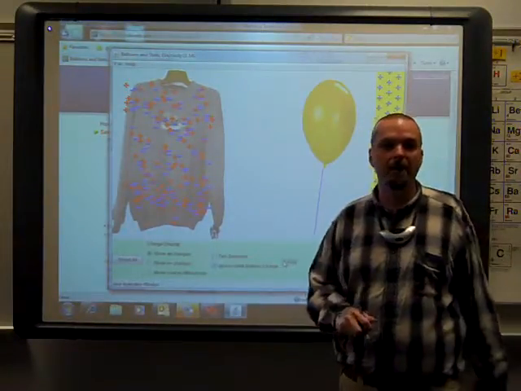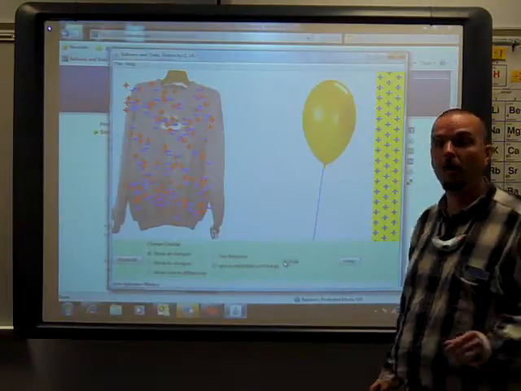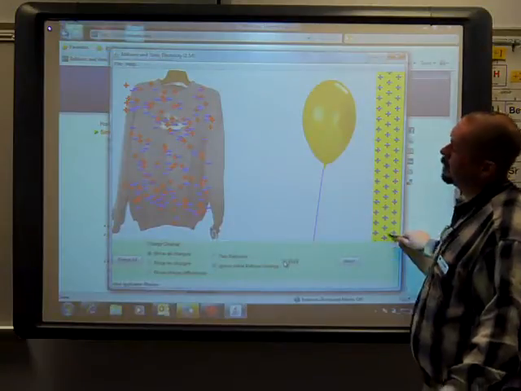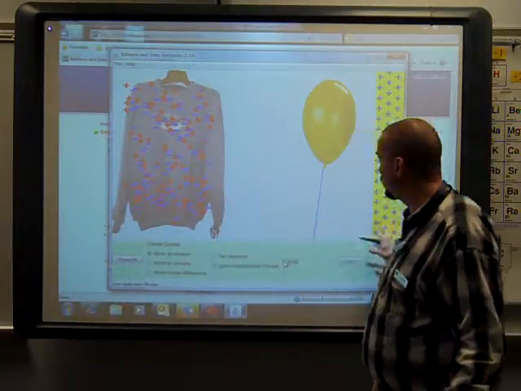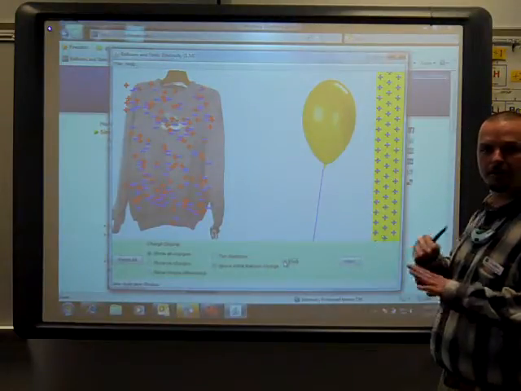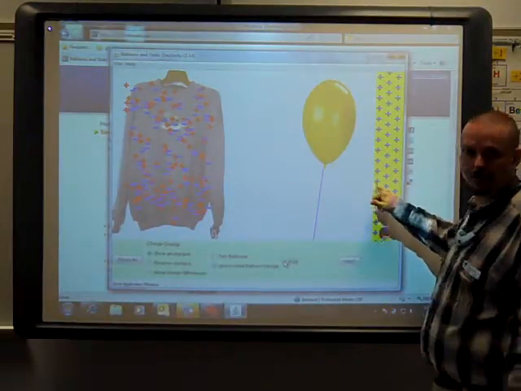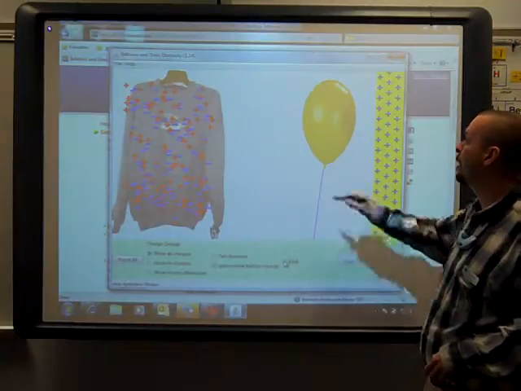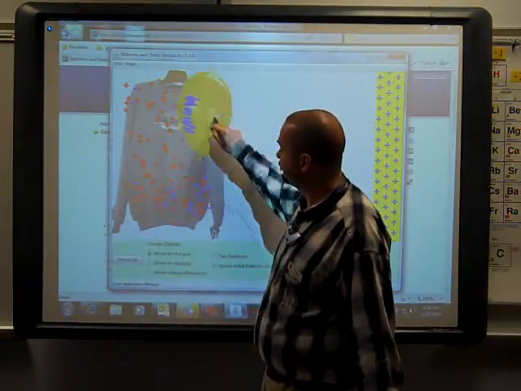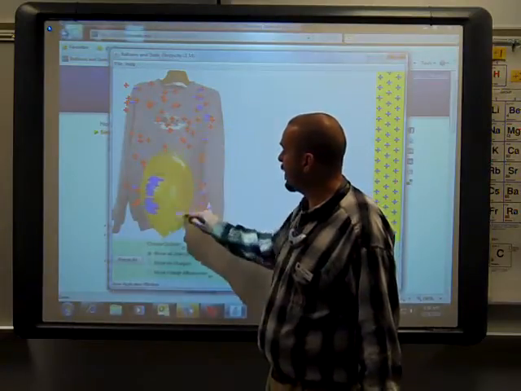Induction is another way that we can acquire a static charge. In this case, now I've added a wall to it. And again, just like the sweater, it is neutrally charged, an equal number of positive and negative charges. It's kind of hard to tell the difference because they're overlapping each other. The balloon negatives are sitting on top of the red positives. Watch what happens this time when I charge my balloon, rubbing it on the sweater. Again, that is friction.